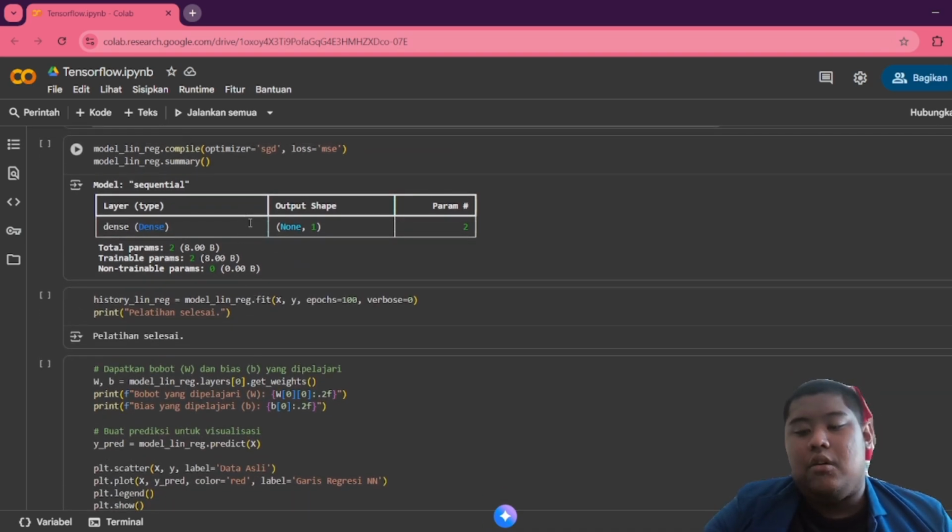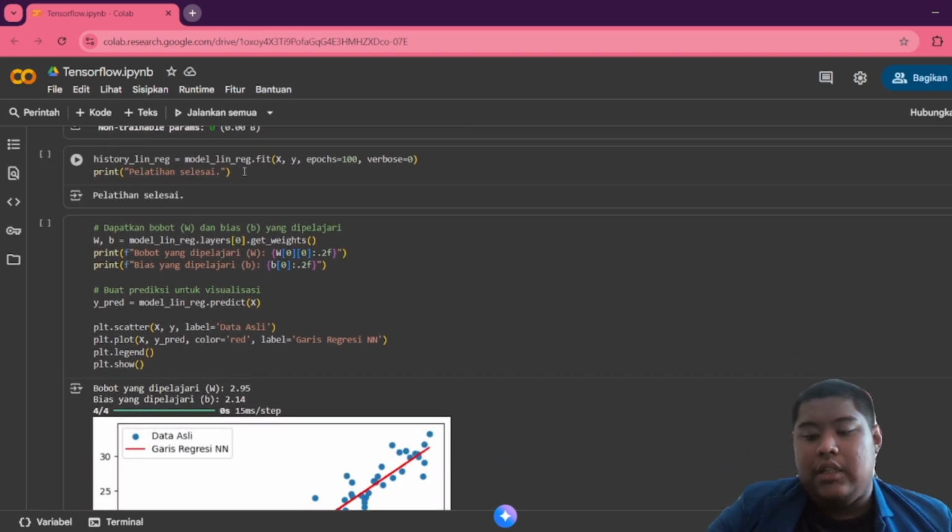This block compiles our model using the SGD optimizer and mean squared error loss function, then prints a summary of its architecture. And in the notebook, the summary shows our model has one layer with a total of 2 trainable parameters, representing the weight and bias. We train the model on our data for 100 epochs to allow it to learn the underlying linear relationship. And the output simply confirms that the training process has been completed successfully.